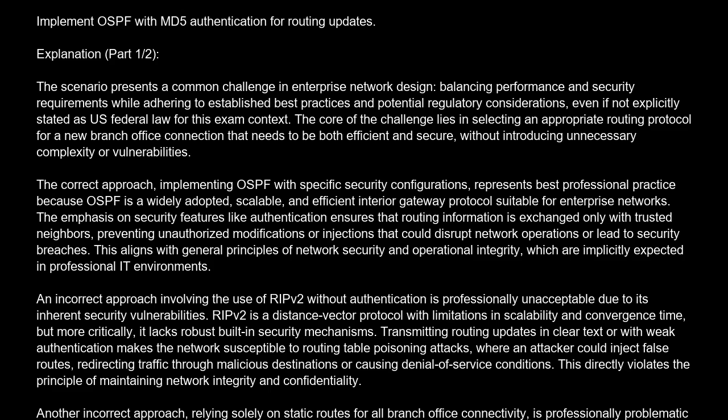The correct answer is C. Implement OSPF with MD5 authentication for routing updates.